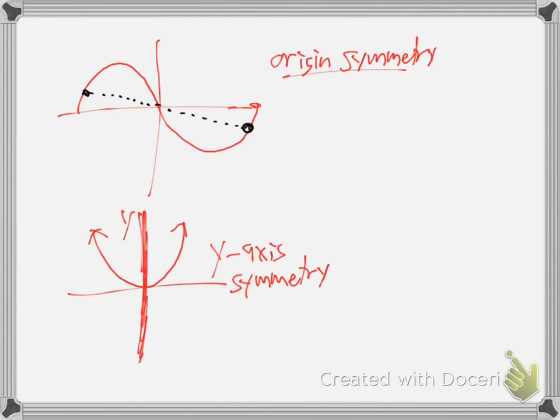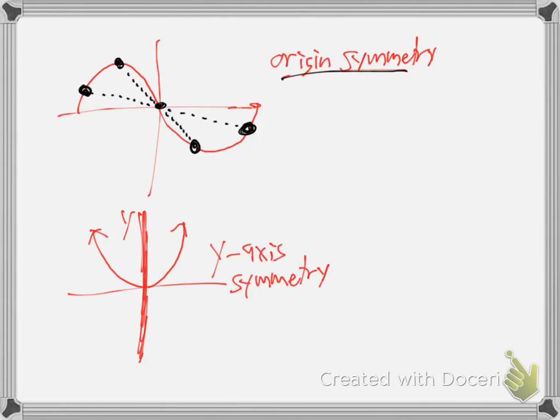It's identical to the right and the left of the y-axis. This one up here, the mirror is through the origin. So this dot is mirrored over to here through the origin. And every dot is. If you take this dot and go right through the origin, the same distance to the other side, it'll have a companion dot. So it's mirrored through the origin. We call that origin symmetry.